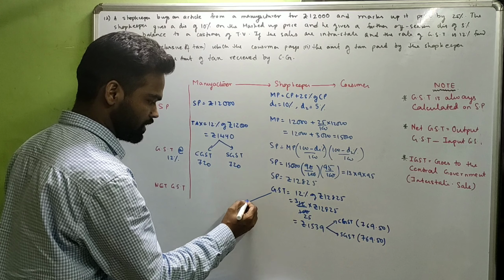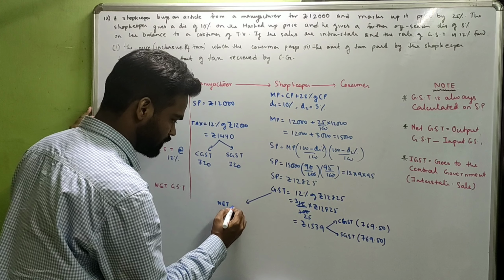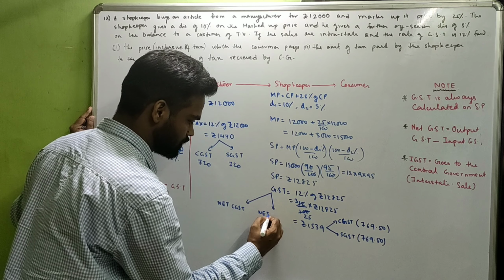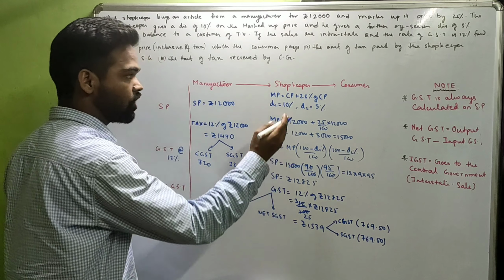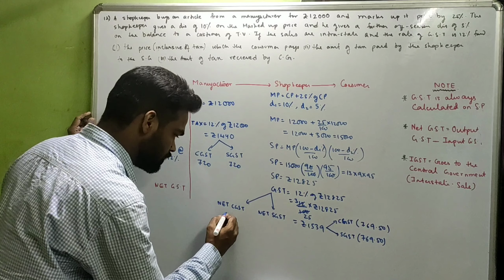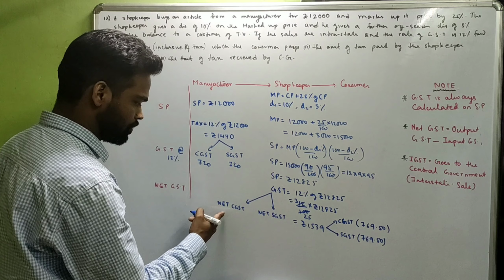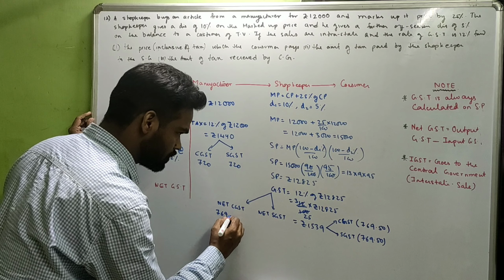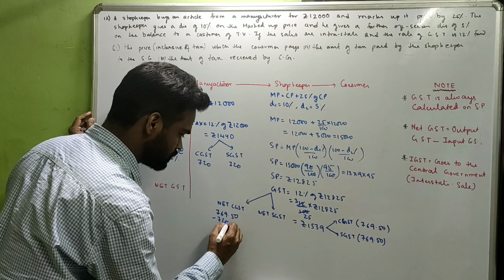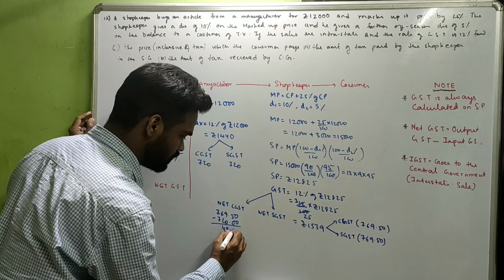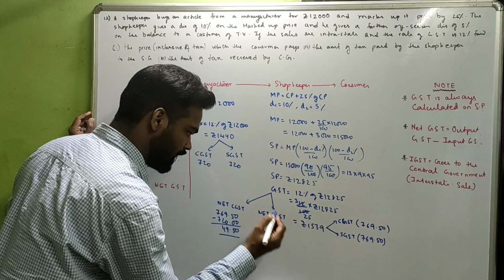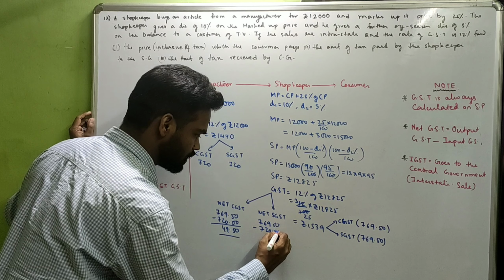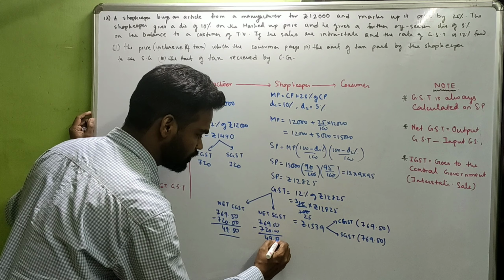In this case, we'll find the net CGST and net SGST, which the shopkeeper submits. Net CGST paid to the central government will be output minus input. So that's 49.50. Similarly, net SGST will be the same, output minus input, that's 49.50.